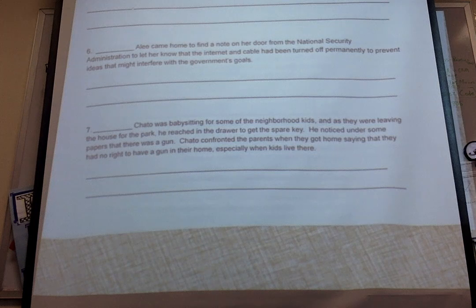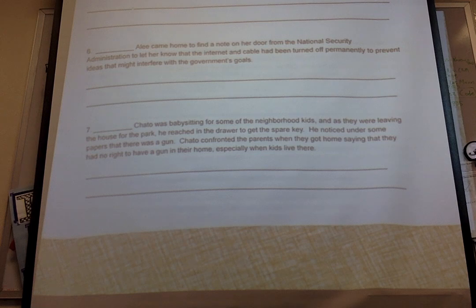Number 6. Ailey came home to find a note on her door from the National Security Administration to let her know that the internet and cable had been turned off permanently to prevent ideas that might interfere with the government's goals. So, does the government have the right to turn off your internet and cable permanently to prevent ideas that might interfere with them?